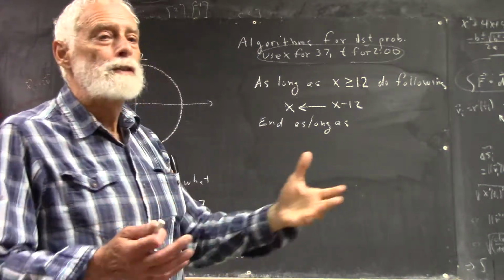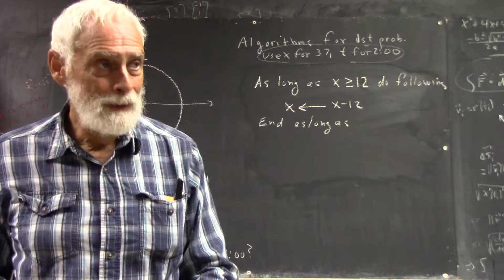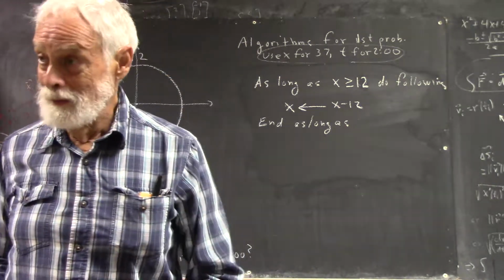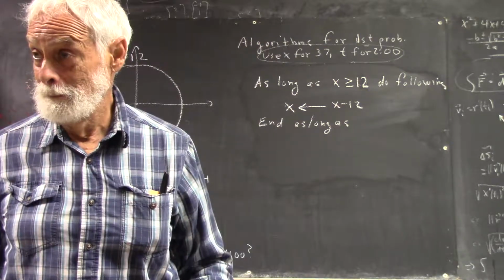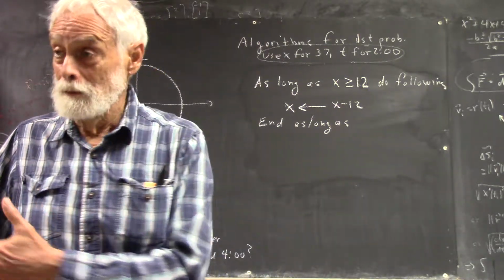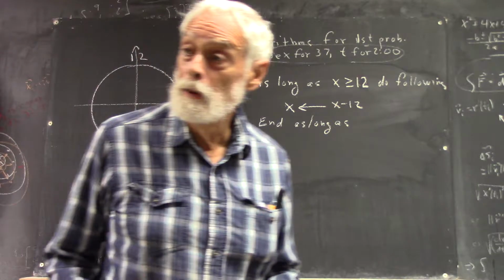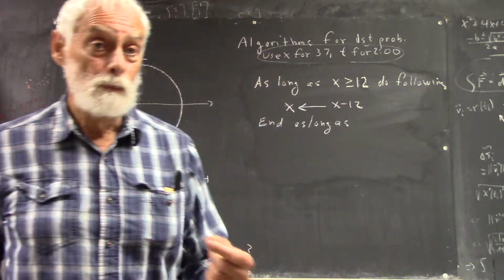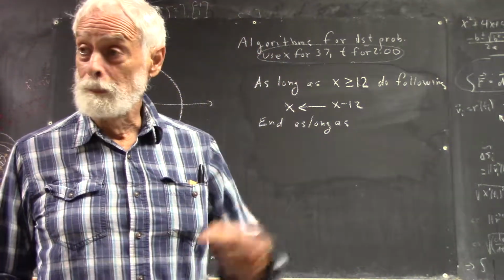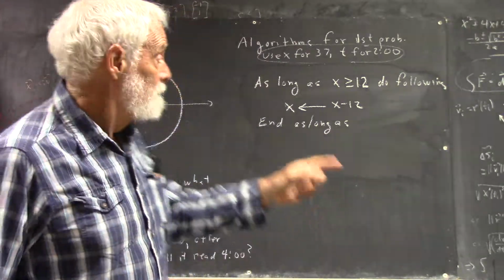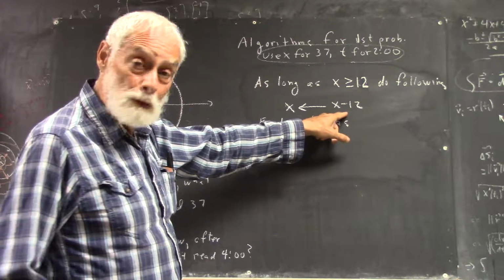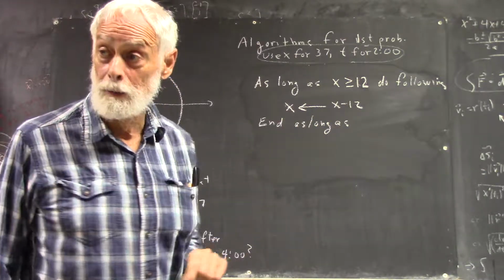Okay, so x is 37. What happens the first time? You replace x with 25, right? Now, we do this again because x is still greater than or equal to 12. So now what's going to happen? Well, x is 25. It's greater than or equal to 12. We're going to subtract 12. We're going to get 13, right?